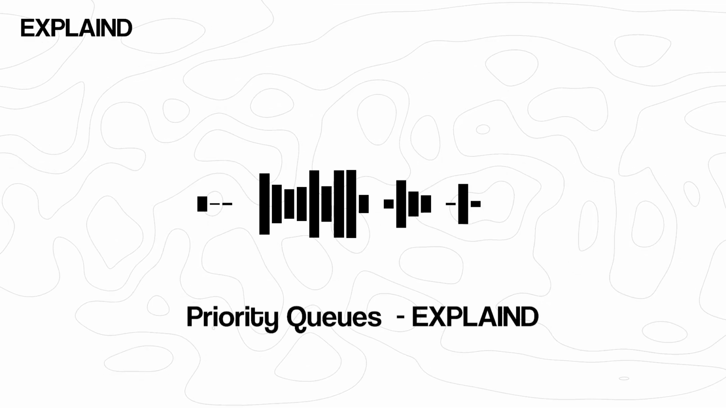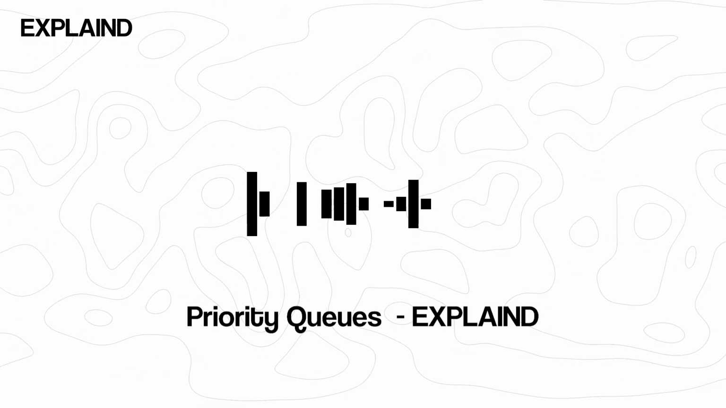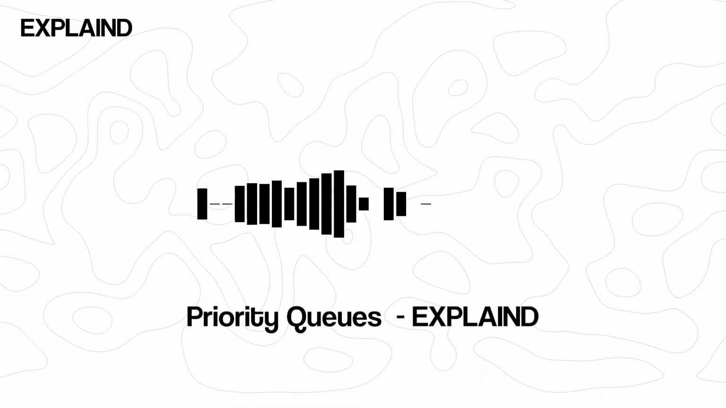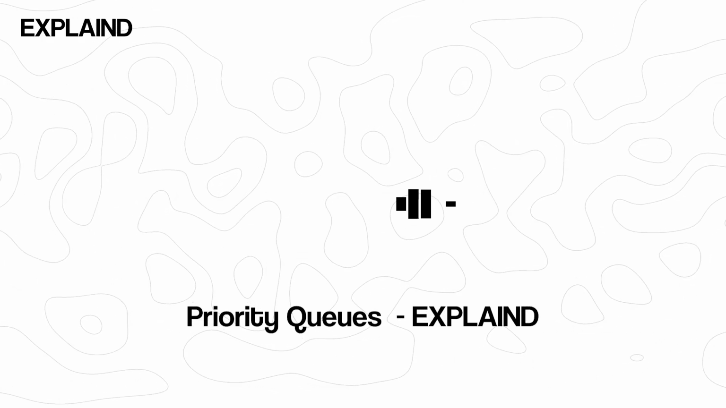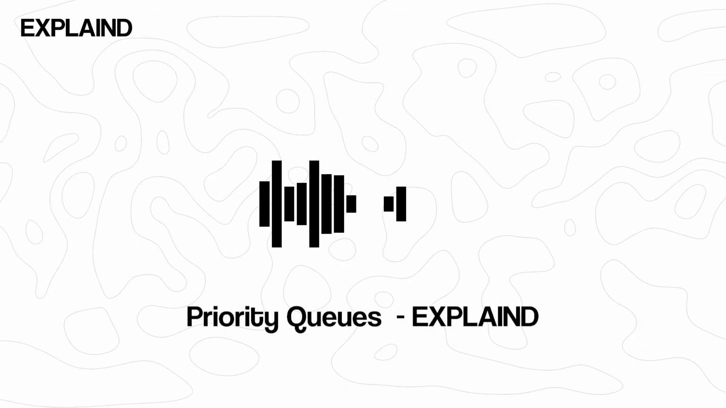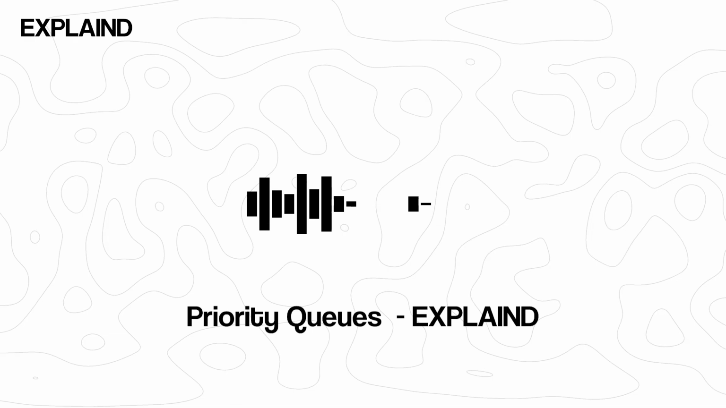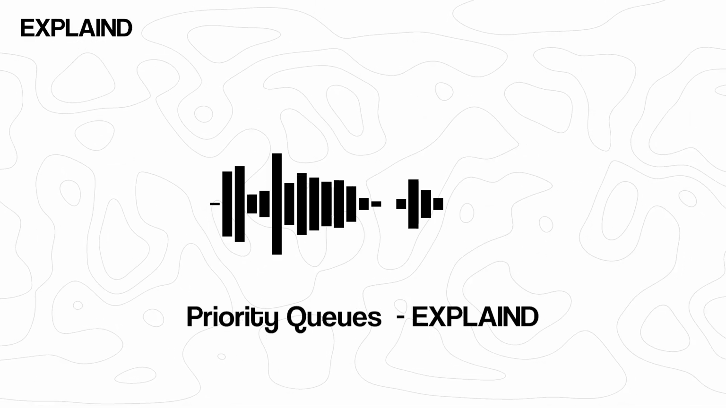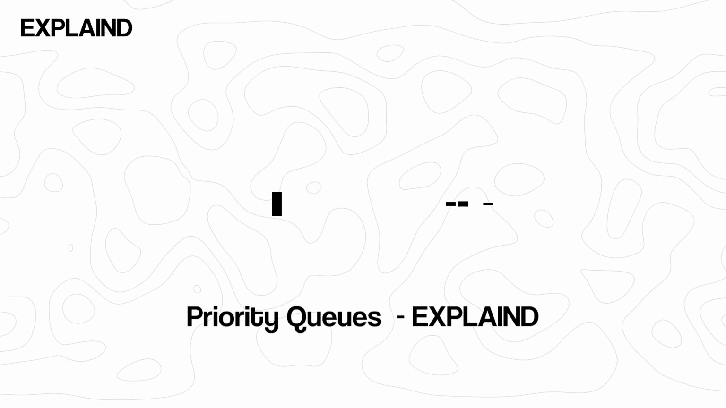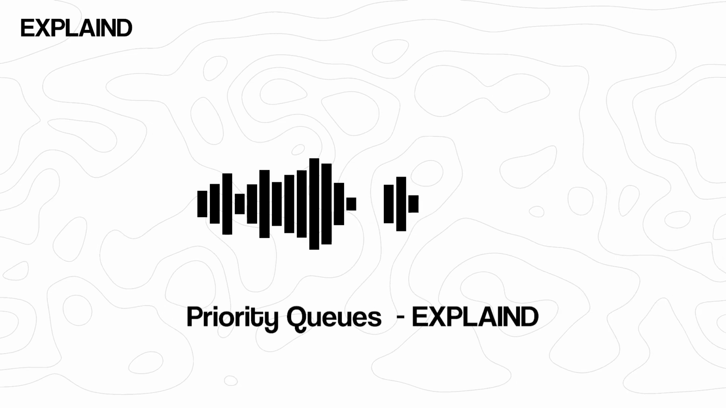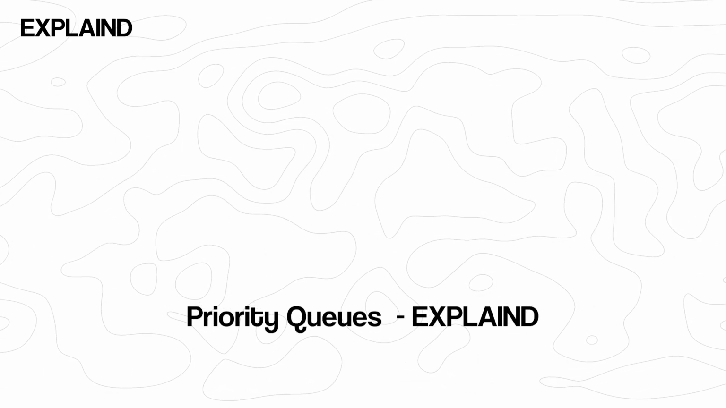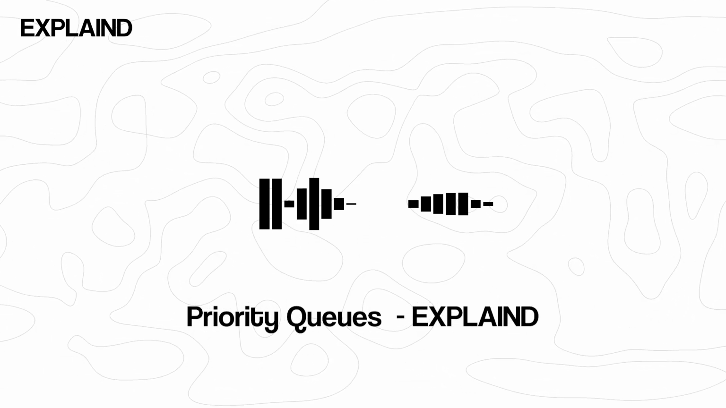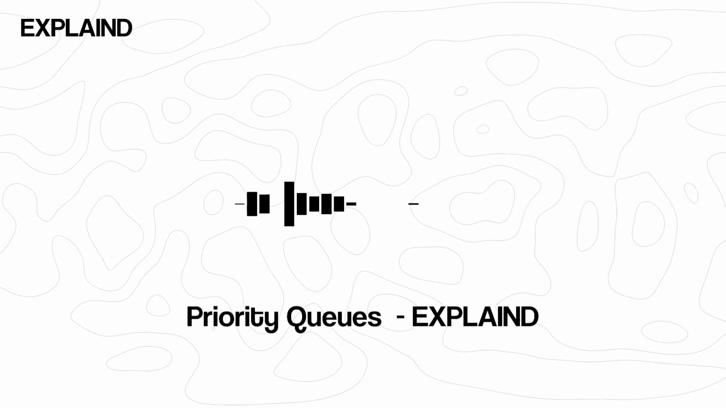Exactly. And in a min heap, it's the reverse. The parent is always less than or equal to its children. So we have this perfectly arranged tree, and the most important element is always sitting at the top. Precisely. And here's the kicker. What's that? We can store this entire heap structure efficiently in an array, using simple index calculations to navigate between parents and children.